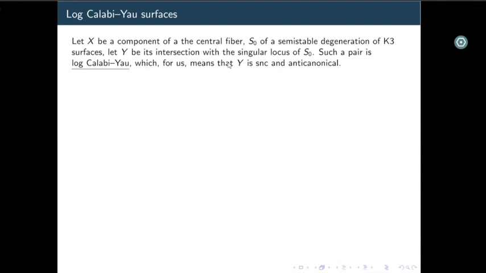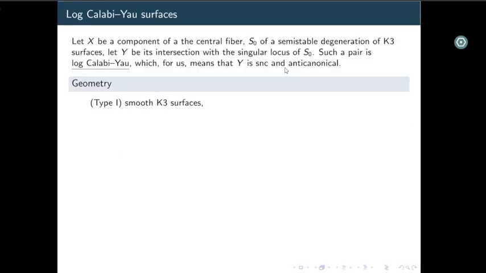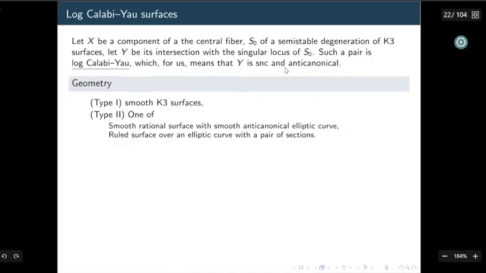And such a pair is log Calabi-Yau. So for us, or for me at least, this is just a pair such that the divisor is simple normal crossings and anti-canonical. Or maybe just normal crossings if you want that. Okay, so geometrically, these again split into 3 types. So there's smooth K3 surfaces, okay, boring. In type 2, there are 2 different things. You get smooth rational surfaces with a smooth anti-canonical elliptic curve.